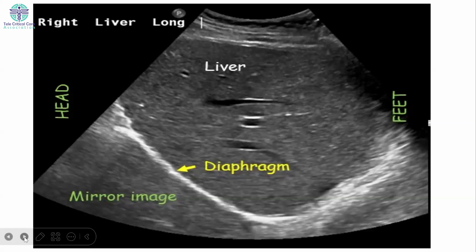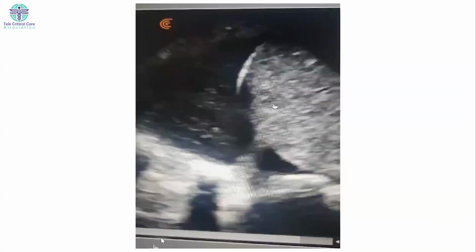Okay? How does hemothorax look? Hemothorax. Okay.